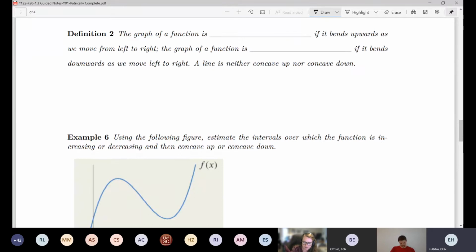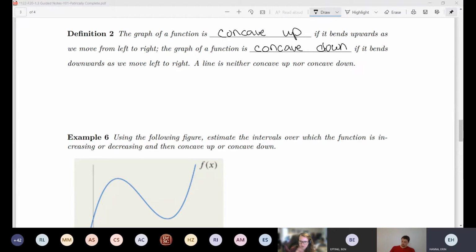We say that the graph of a function is concave up if it bends upwards as we move from left to right, and the graph is concave down if it bends downwards as we move from left to right. And I'll draw some examples of that in a second if you're confused as to what that means. A straight line, so a linear function, is neither concave up nor concave down. It has no concavity at all. A straight line is just a straight line.